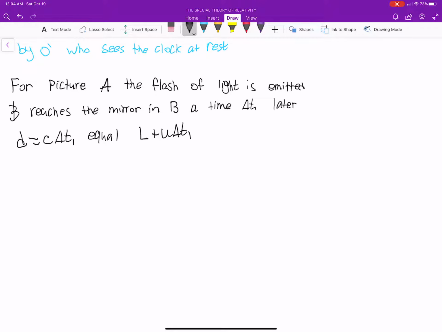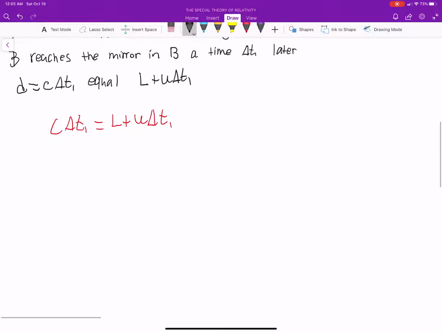So if those are the same, then I can say c. In fact, I'll do this in a different color because we're going to use this a little bit. c times delta T1 is equal to our length plus the speed times delta T1. Okay? Then what happens? Well, then the light travels back.